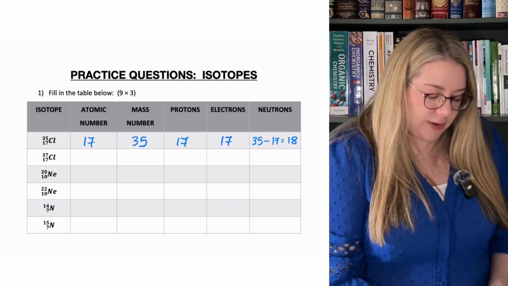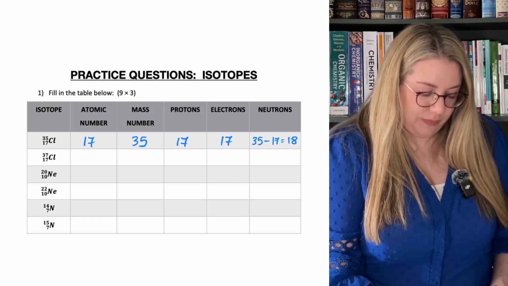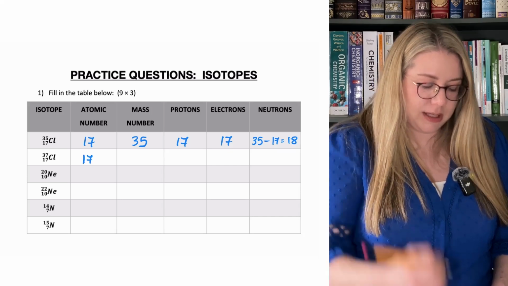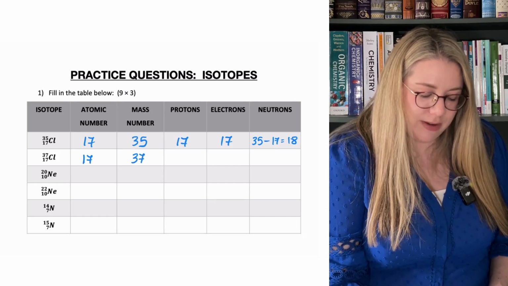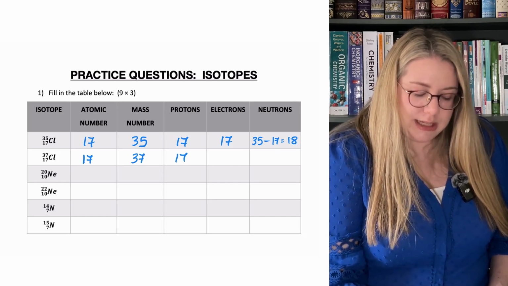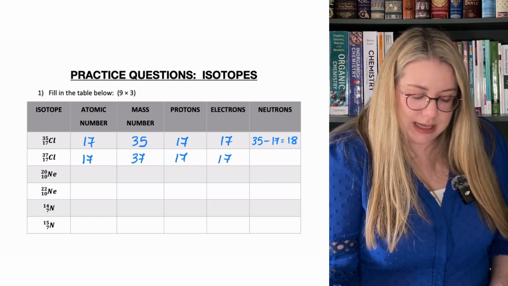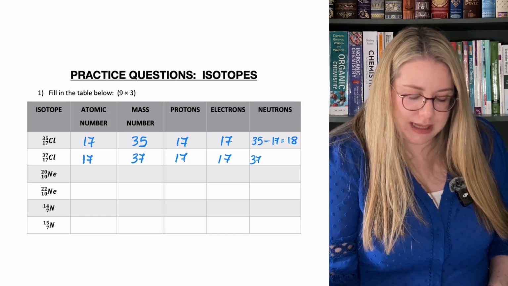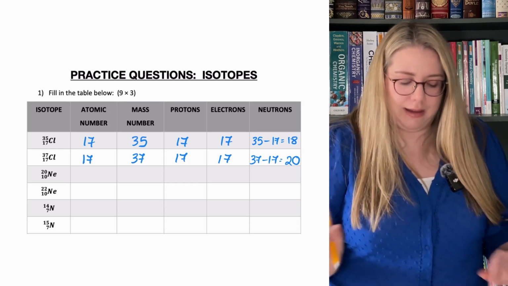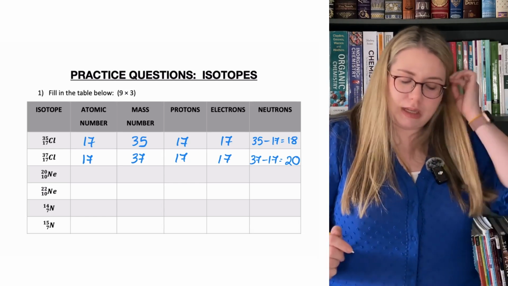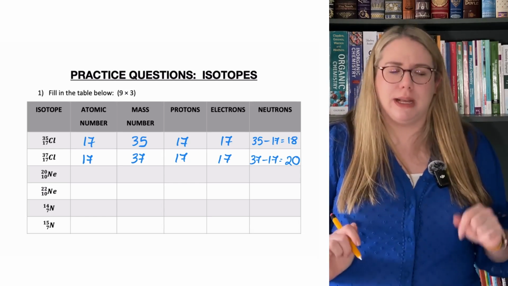Next, for the next isotope of chlorine, the atomic number is still 17 because it's still chlorine, but now look, the mass number is different. It's 37. 17 protons, 17 electrons, and my neutrons will be 37 minus 17, which is 20. Now, here we go. Not too taxing even for me. I never do maths in my head.